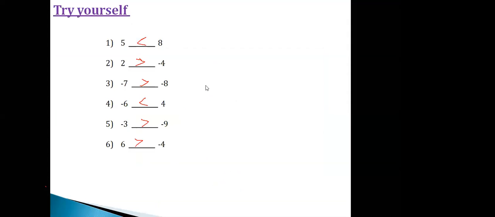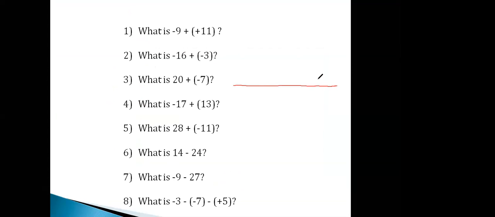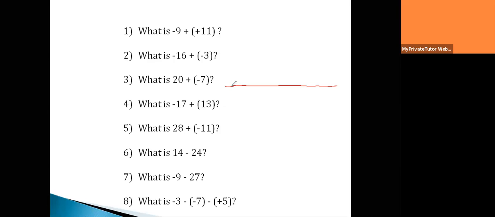Okay. So for the next set, I want you to solve these questions using a number line. I know it's difficult to try in this, but let's try at least a couple of questions using a number line. So how does it work? The first one is -9 plus 11. See, this is -9, for example.